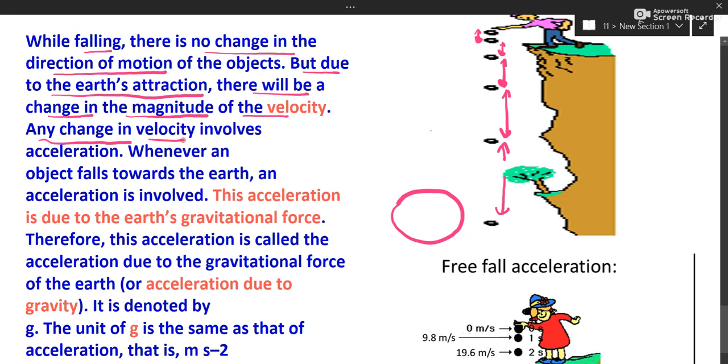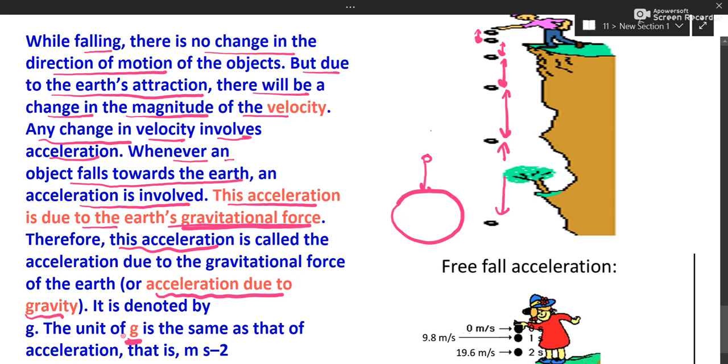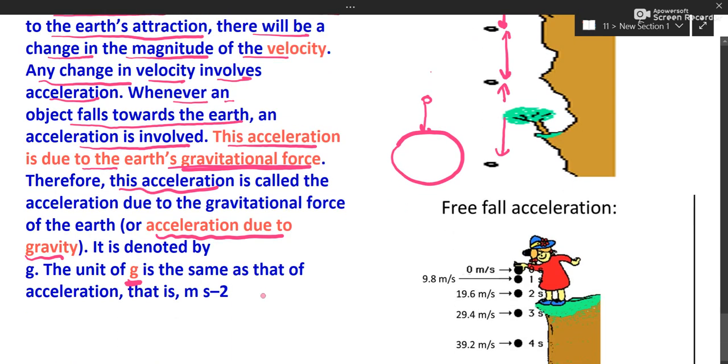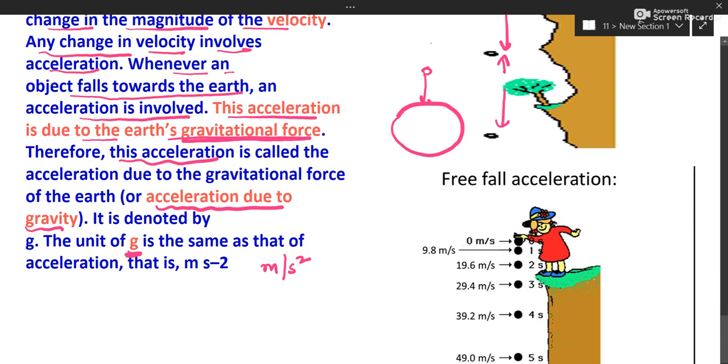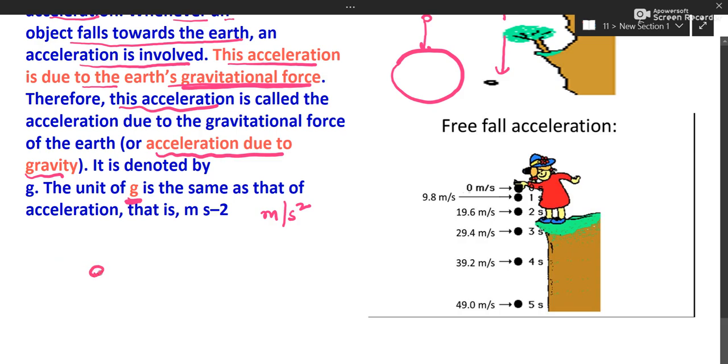Any change in velocity involves acceleration. And whenever an object falls towards Earth, an acceleration is involved. This acceleration is due to Earth's gravitational pull, Earth's attraction. So this acceleration is called acceleration due to gravity. And it is denoted by g. This is a symbol. This is the SI unit, meter per second square, like any acceleration. And its value is 9.8 meter per second square. And in numericals, we will take it as 10 also.